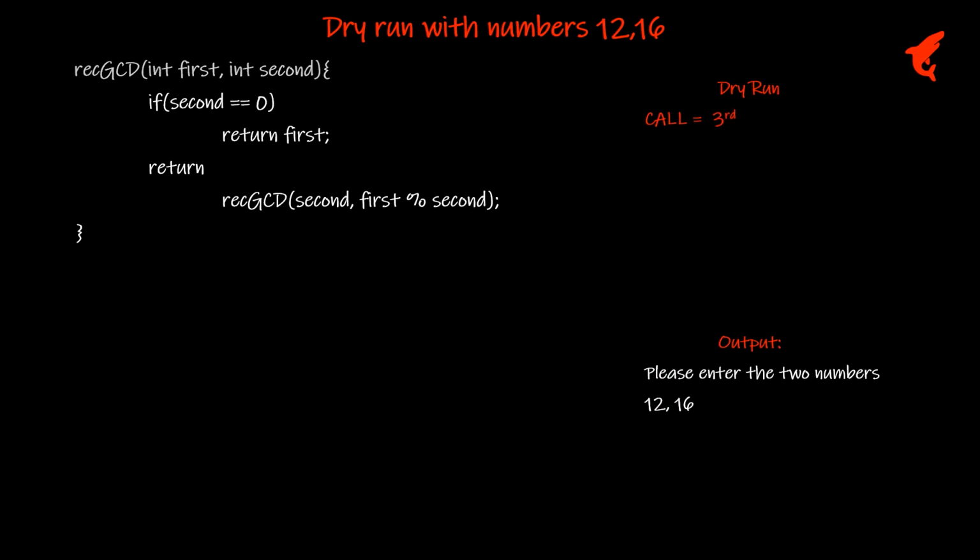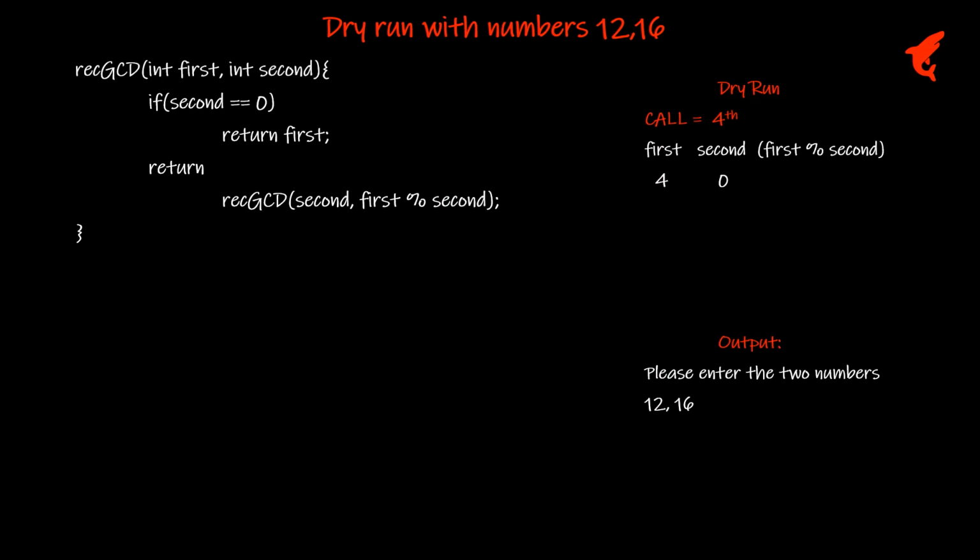So we are in the third call. Again, the parameters are created. We'll have values 12 and 4. The if condition is checked, the condition is not true, control goes to the recgcd function call. Second will have value 4, and first modulo second will have value 0. And then the call will be made. So we are in the fourth call to the recgcd function. Here the values for the parameters will be 4 and 0, right?